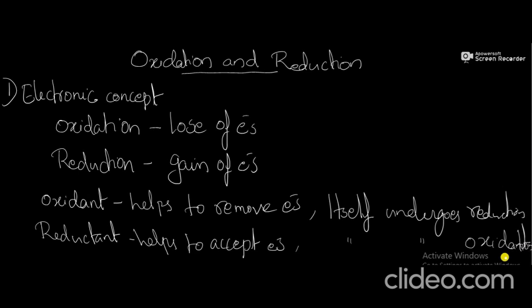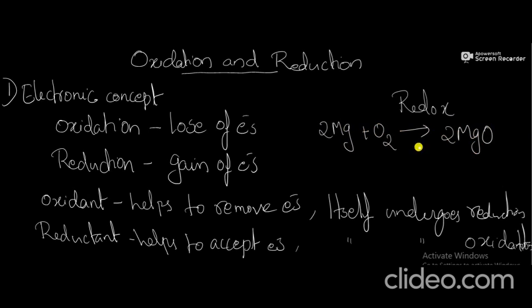Oxidation and reduction always occur simultaneously, and the combined process is called a redox reaction. For example, consider the reaction 2 magnesium plus oxygen gives 2 MgO. Consider this reaction as two half reactions: one is the oxidation half reaction, another is the reduction half reaction.